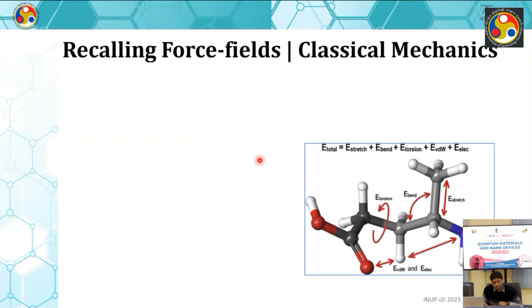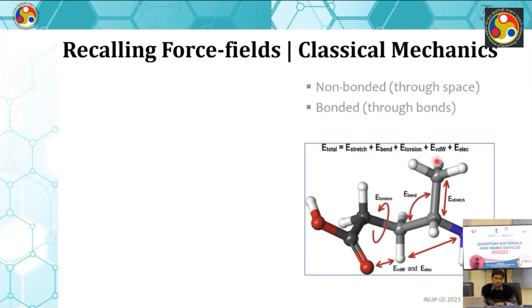When we talk about any system, the most important part is the total energy of the system. And when we deconvolute it, we get several components. For example, we get the stretching, bending, torsion, and van der Waals and electrostatics. Van der Waals and electrostatics are the two which we discussed in the previous slides. Now, if we want to further classify these five interaction types, they will be of two types. One will be non-bonded, where we are talking about the interaction phenomena which are governed through space. And another one will be the bonded phenomena, where the bonding between atoms will be the causative factor.